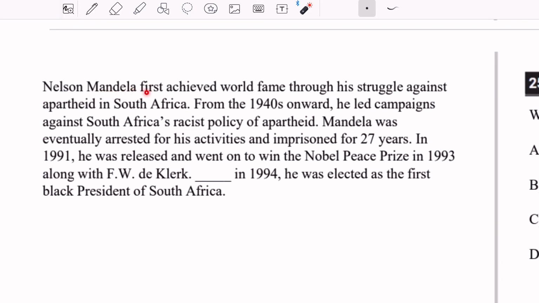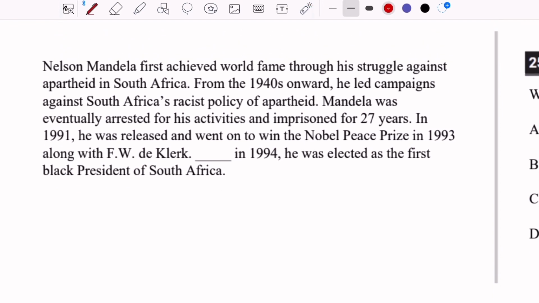Nelson Mandela first achieved world fame through his struggle against apartheid in South Africa. From the 1940s onward, he led campaigns against South Africa's racist policies of apartheid. Mandela was eventually arrested for his activities and imprisoned for 27 years. In 1991, he was released and went on to win the Nobel Peace Prize in 1993 along with F. W. de Klerk. In 1994, he was elected as the first black president of South Africa.